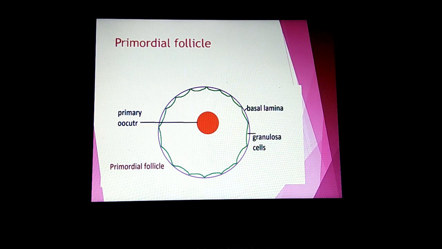The function of the granulosa cell is that it provides nutrition to the developing oocyte and also secretes oocyte maturation inhibiting factor, the factor which doesn't allow the primary oocyte to grow further. The function of the basal lamina is that it prevents contact of this primordial follicle with other cells, and also limits the endocrine access of the primordial follicle. So this is the basic follicle which a baby is born with.